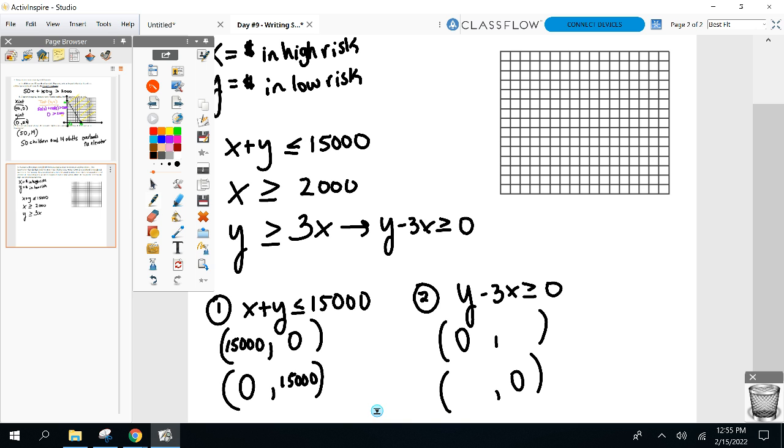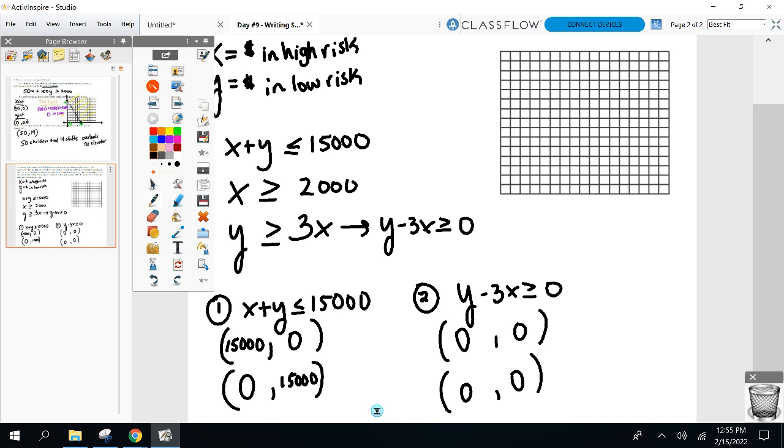Anybody got a problem finding them? Or haven't even started yet? Problem? Both of these points come out, I think, to be 0, 0, don't they? Oh, that's going to be a tough line to graph when I only have 1 point. We've got to figure this out, because I can't just try to draw a line in. We need to find at least another point so I can line up my straight edge with it.